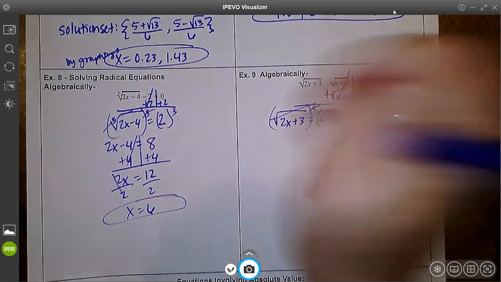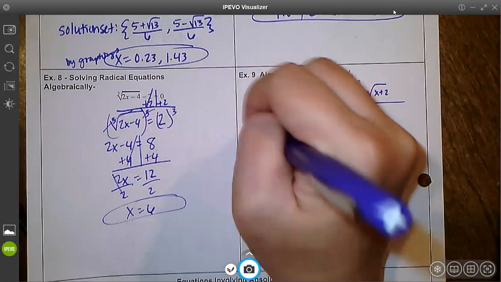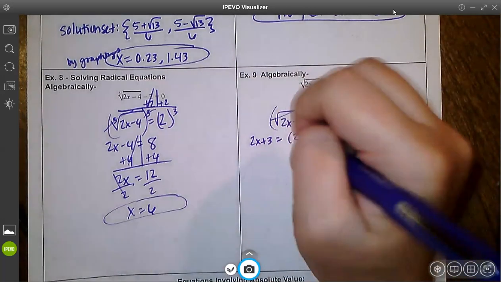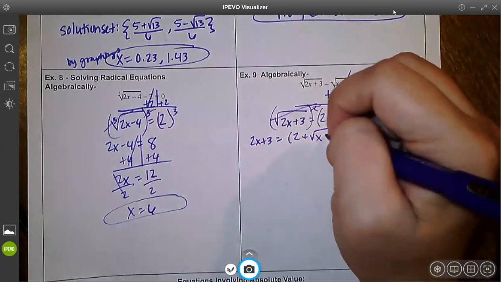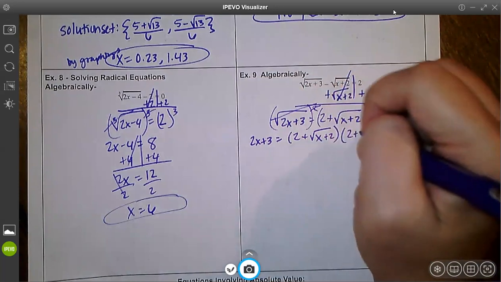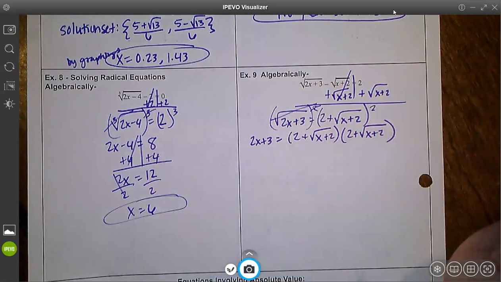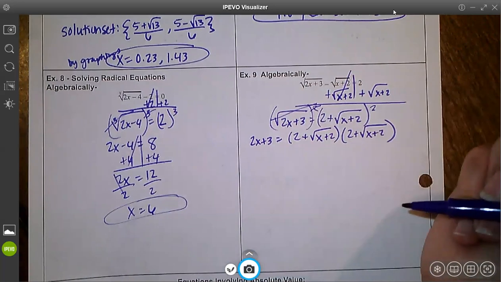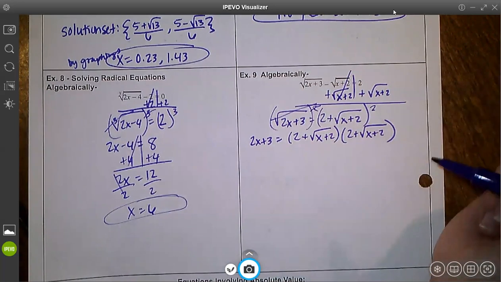Square root squared on the left cancels. But on the right, I have a binomial, so this is equal to 2 plus the square root of x plus 2 times 2 plus the square root of x plus 2. Don't just square both pieces because of the plus in there. You have to do the binomial. Then you'll FOIL it out.